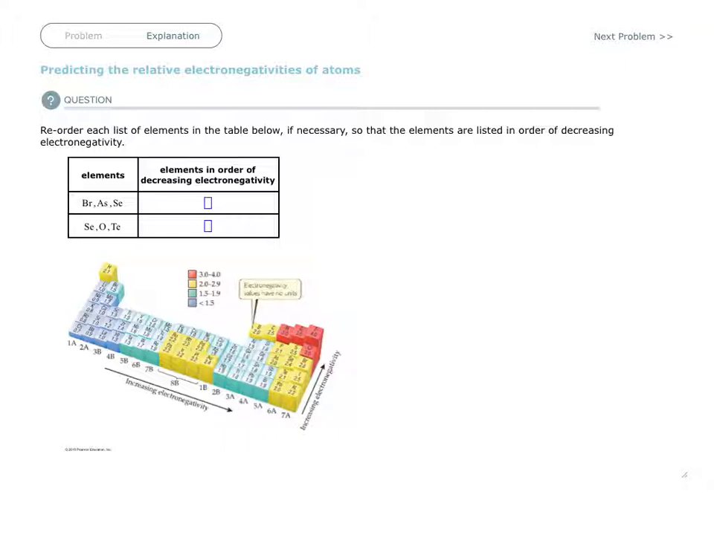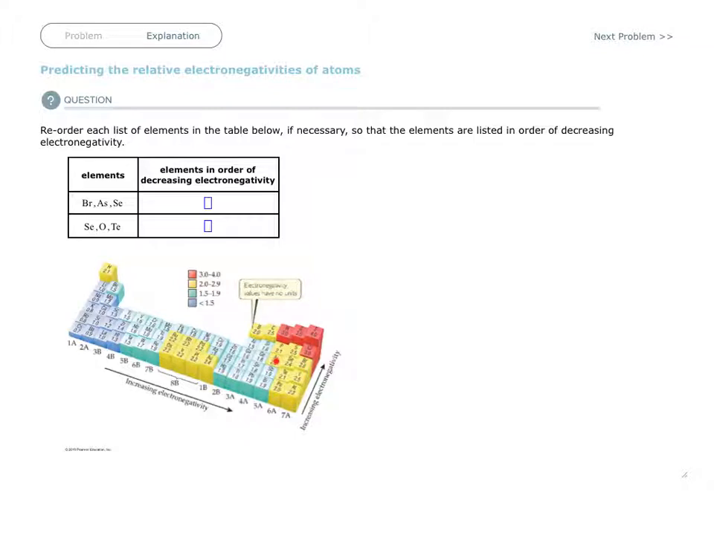So for that reason, you need to know that to the right and up is higher, to the left and down is lower. They're going to have you rank these three, and then you have two problems. The first one is bromine, arsenic, and selenium. So where are they? Bromine is in group 7, that's here. Arsenic is in group 5 here, and selenium. So we're talking about these three.